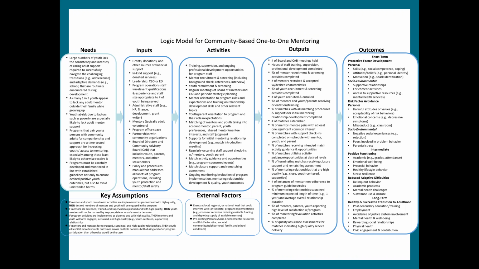The last box, outcomes, addresses a bunch of categories: personal, socio-environmental, risk avoidance in terms of personal and socio-environmental, positive functioning, reduced adaptive difficulties, and transition to adulthood. I read all those because they might be too small on your screens, but those are short, intermediate, and long-term outcomes, or types of outcomes, that you might want to consider measuring.